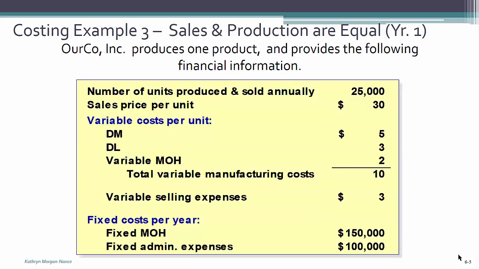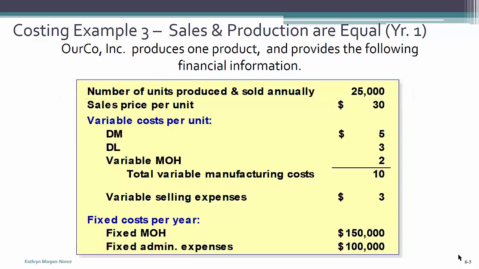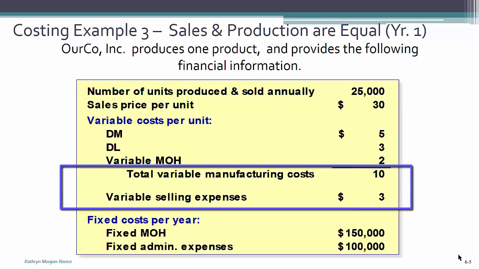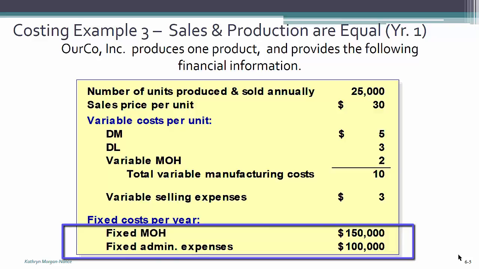For our next example, example 3, let's use the facts from our prior scenario where sales and production are equal. Nothing has changed except we will consider the impact of variable costing on total product cost in the financial statements. Assume Arco Inc. produces and sells 25,000 units of a single product at a sale price of $30 a unit. Variable manufacturing costs total $10 per unit. Variable selling and administrative expenses are $3 per unit. Fixed manufacturing overhead for the year is $150,000, and fixed selling and admin expenses for the year are $100,000.